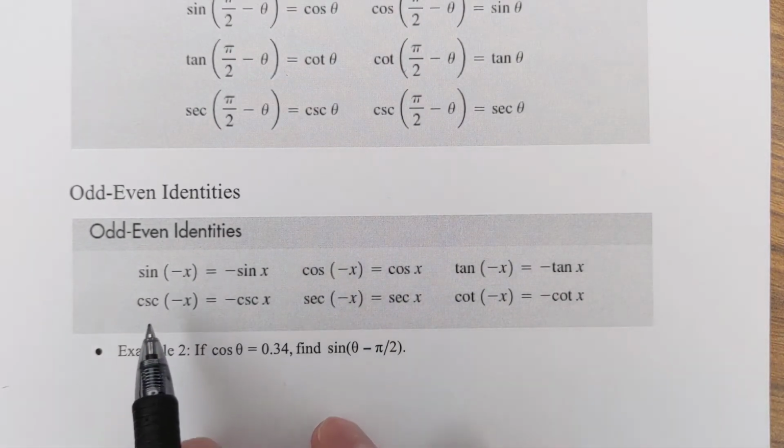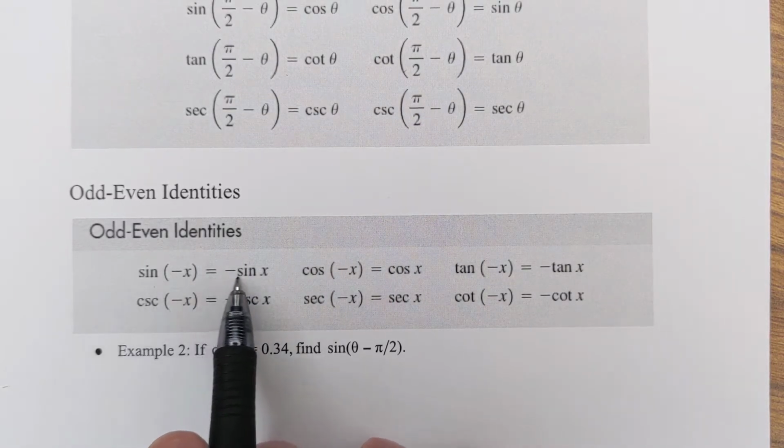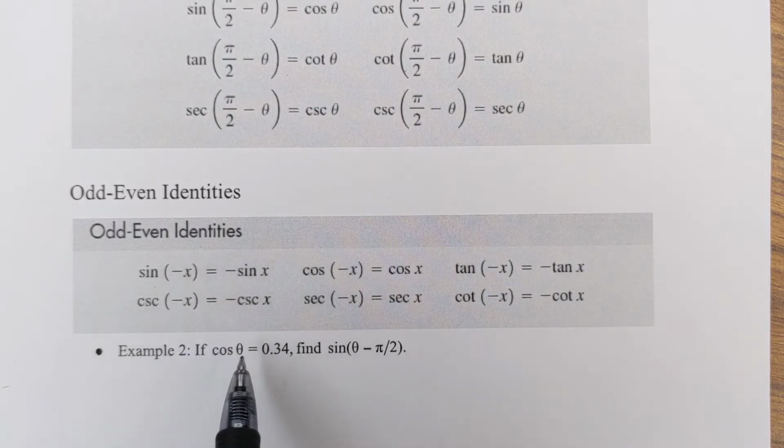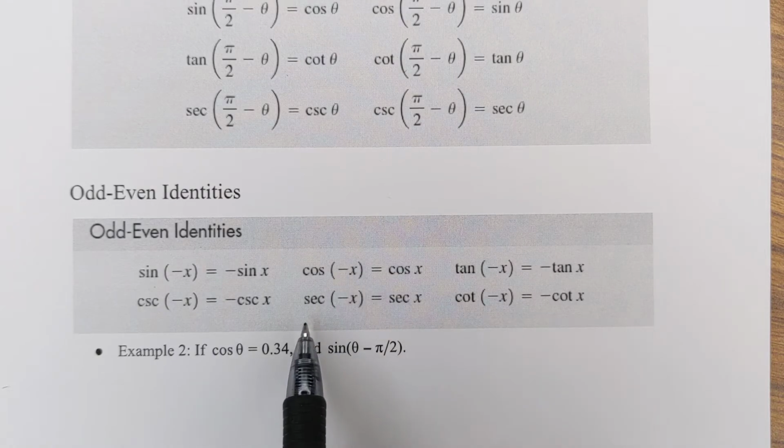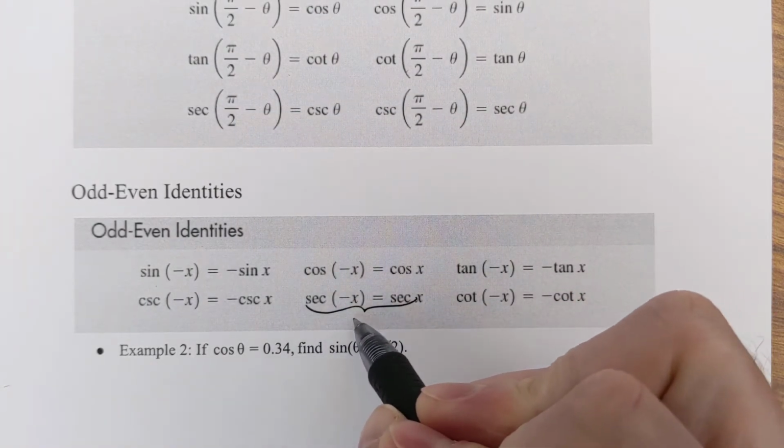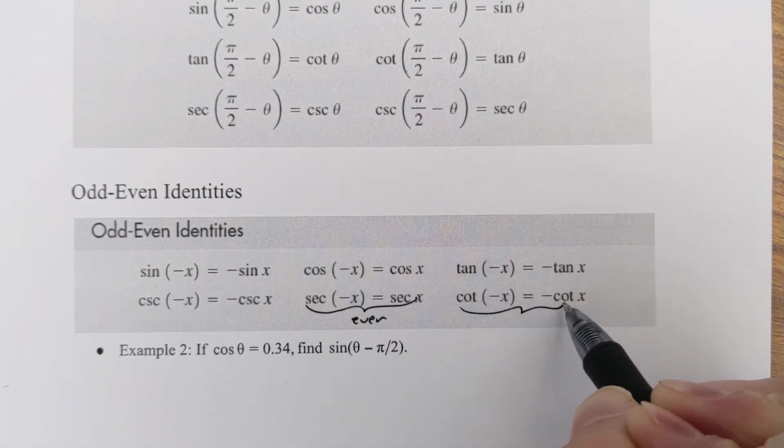You have even odds. So sine is an odd function because the negative can come out front. Same thing for cosecant. Cosine and secant are even functions. Tangent and cotangent are also odd functions. So these functions are even, and these guys are odd.